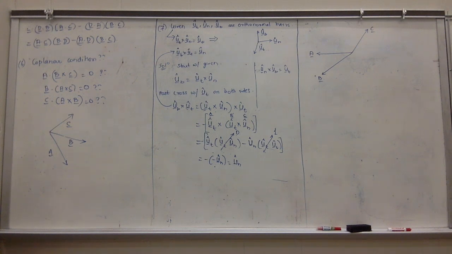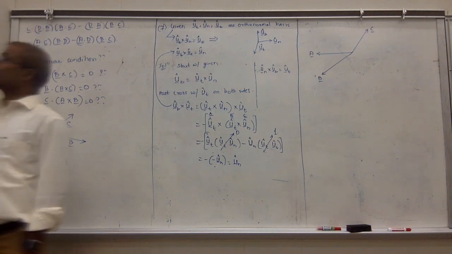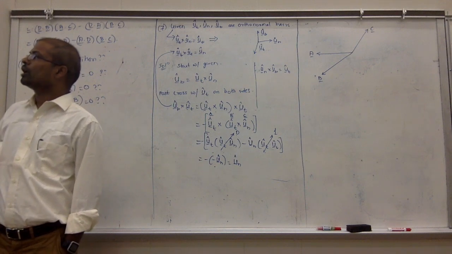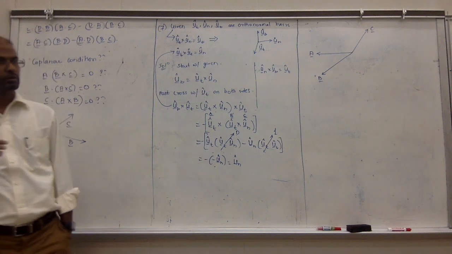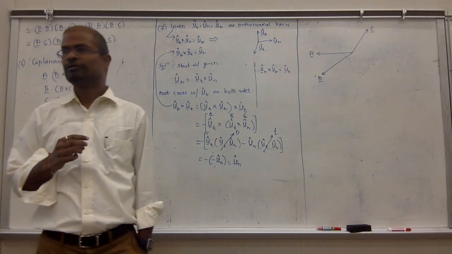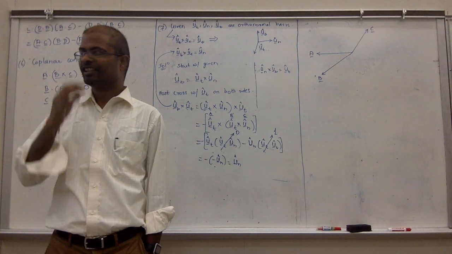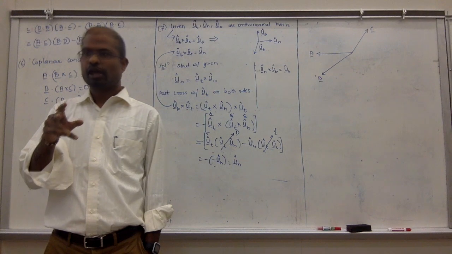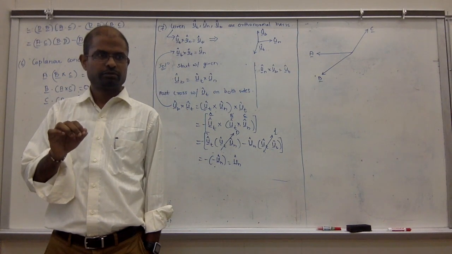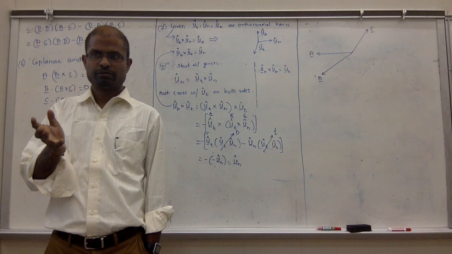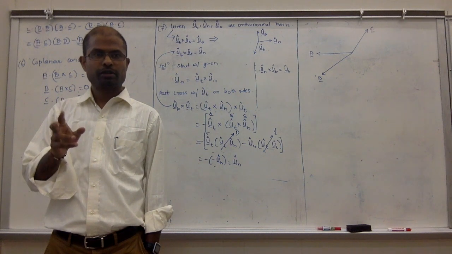Alright, so this is visible. So this is a problem. You have three vectors A, B, and C. Are A, B, and C coplanar? No, they're not. Two vectors are always coplanar. Repeat that one more time. Two vectors, any two vectors, always form a plane.